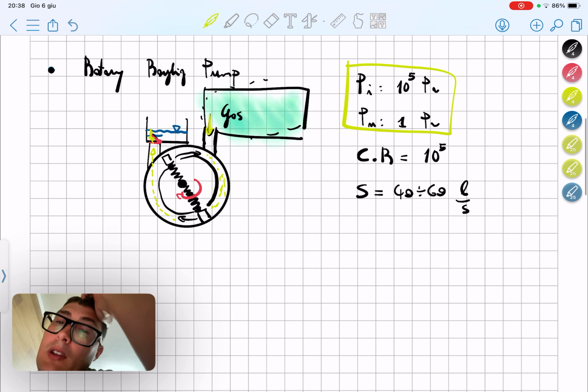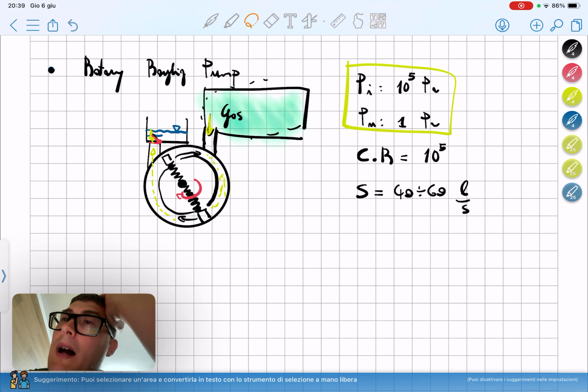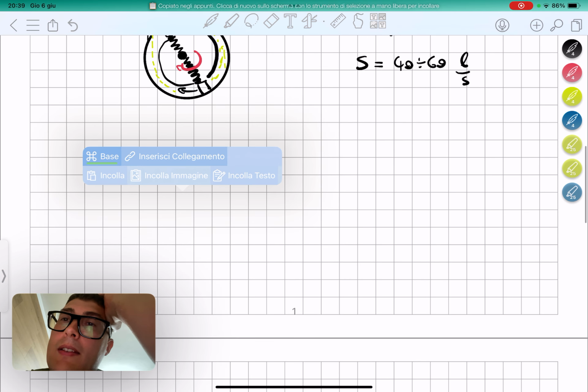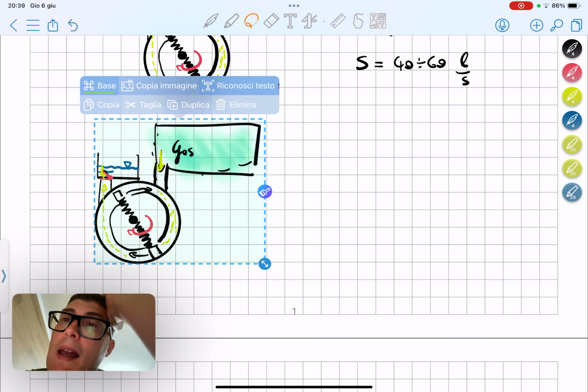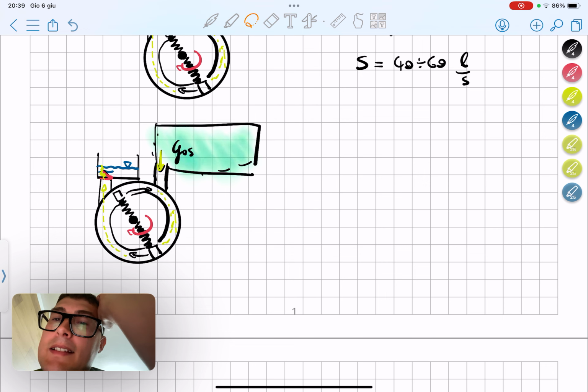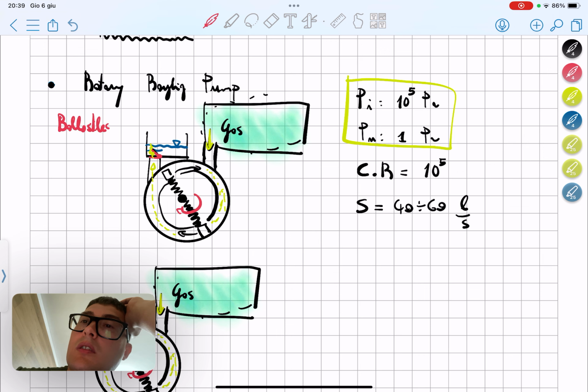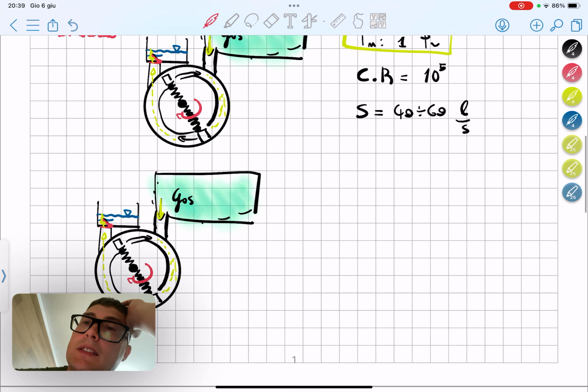One interesting thing about this pump is that in the way I sketched it, we can call it ballastless, so there is no ballast. But what is ballast? Ballast is a gas that is required. So this is ballastless, and this is ballasted. Okay, but why do we need ballast?